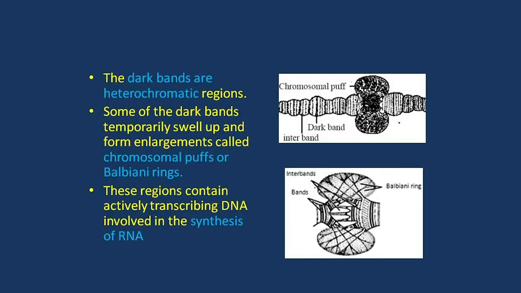The dark bands are heterochromatic regions in which the DNA is tightly coiled. Some of the dark bands temporarily swell up and form enlargements called chromosome puffs or Balbiani rings. These regions actually represent uncoiled DNA where active transcription or synthesis of RNA occurs.